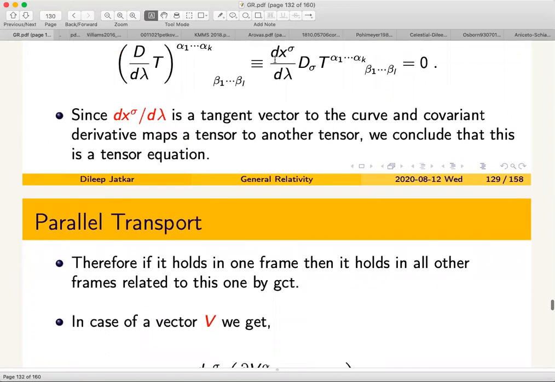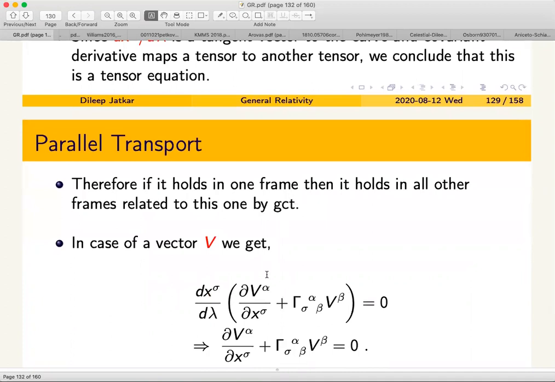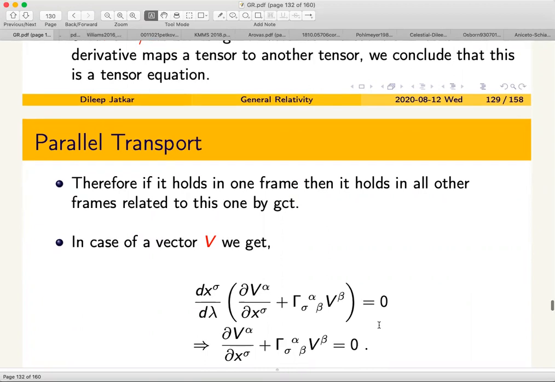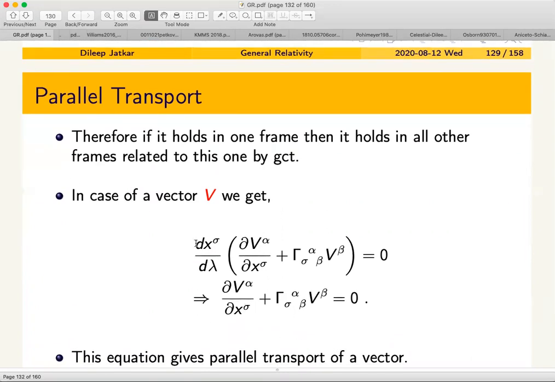So now let's go back to the vector case, and you replace T by a contravariant vector, then you get an equation which is dx^sigma by d lambda times the covariant derivative of the vector, which is the partial derivative of the vector plus Gamma^sigma_{alpha beta} V^beta, and that should be equal to 0. Now given that the tangent vector at any given point is typically non-zero unless the space of course degenerates, we are looking at non-degenerate spaces. That means the metric is well behaved everywhere.